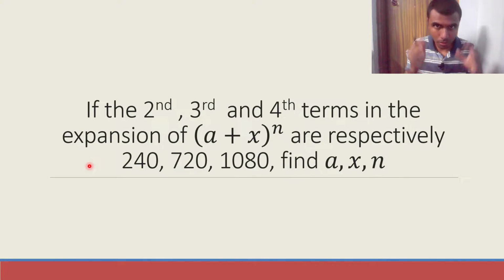Now let us see how to solve this given question. Here, the second, third and fourth terms in the expansion of (a + x)^n are 240, 720 and 1080. Now we have to find out a, x and n. So if you want to understand this question nicely, stay with me till the end.